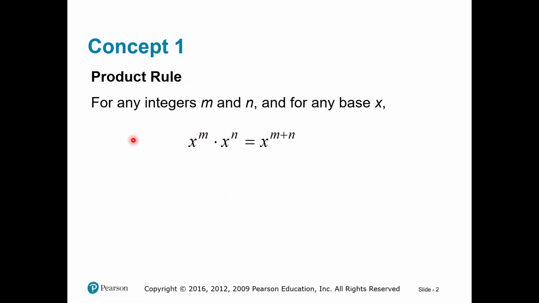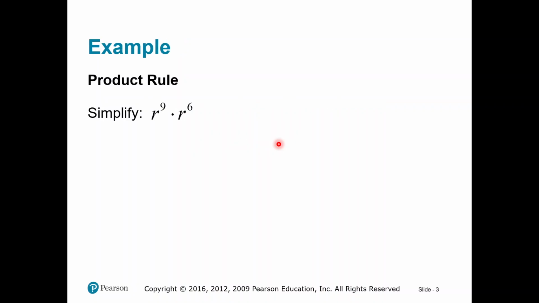This rule says that if I have a product of same base, different exponents, then I keep the base and I add the exponents. So for an example, I have r to the 9th times r to the 6th.